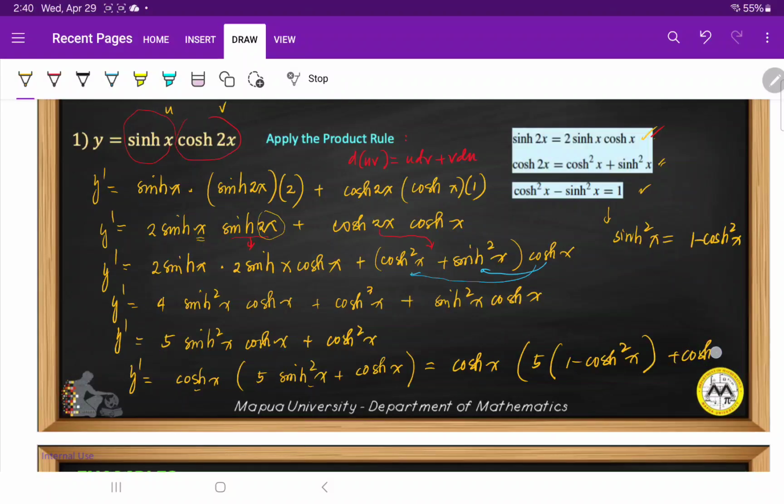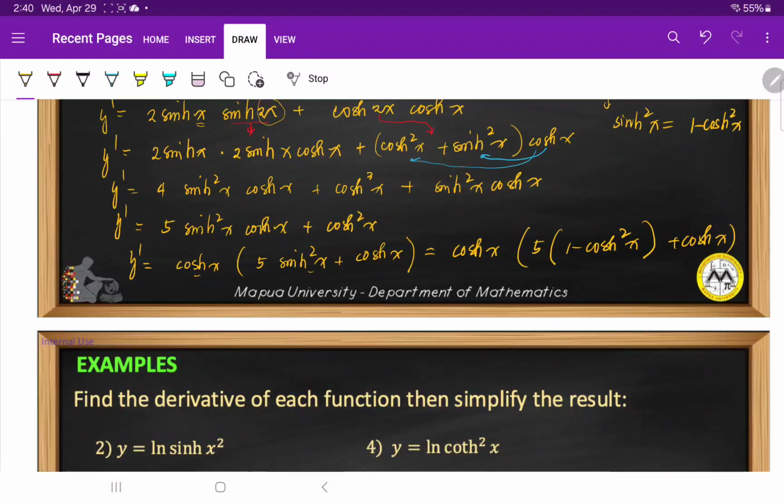plus hyperbolic cosine of x. So if you simplify further, that's hyperbolic cosine x times, distribute 5. So 5 minus 5 hyperbolic cosine square x plus hyperbolic cosine x. And so, what happened? We have 5 minus 5 hyperbolic cosine square x.